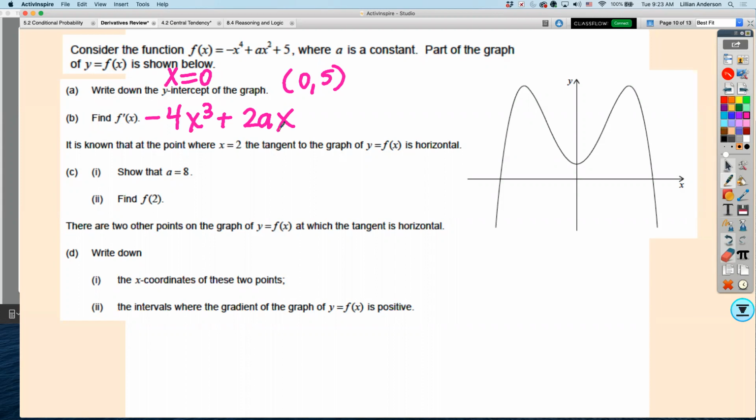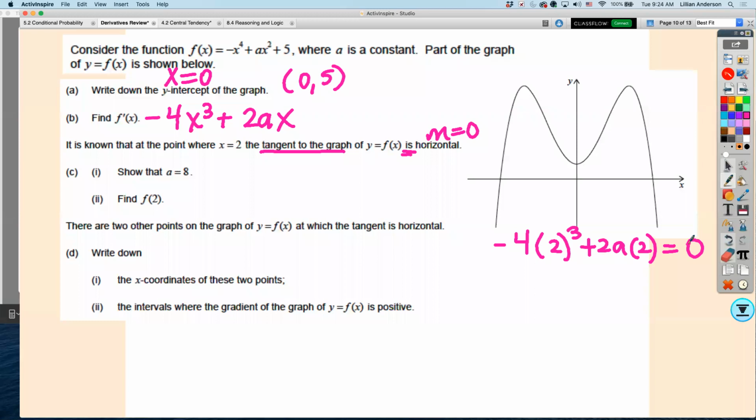Tangent to the graph means what? Derivative. So the derivative is horizontal. Horizontal lines have a slope of what? 0. So it's saying that when x is equal to 2, the derivative is 0. So show that a is 8. Well, again, when x is 2, the derivative is 0. Because that's what it means when it's a horizontal line. This is how we show that a is 8.